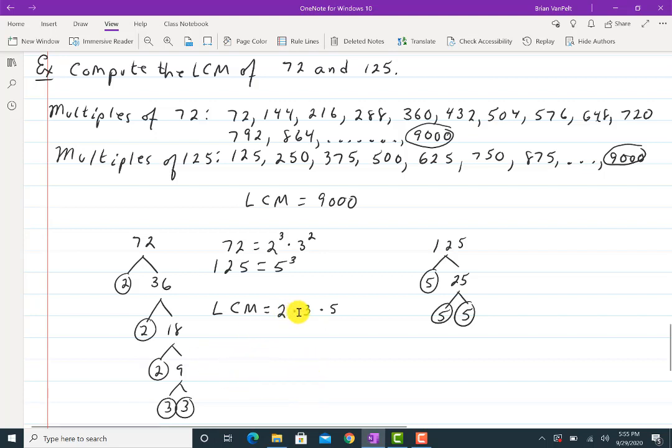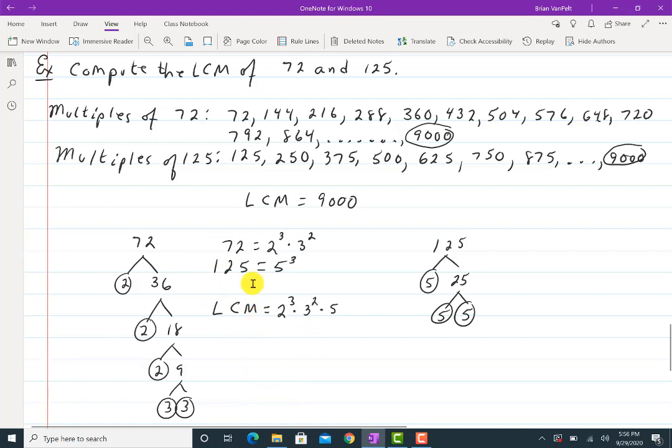So if you think about this, the LCM is a number that 72 goes into evenly, and 125 also goes into evenly. In order for 72 to go into this thing, I need at least 2 to the third power, or 72 doesn't have a chance of going into it. So I'll put a 3 up there. Next, I'll also need 3 squared, since anything less than that will not allow 72 to go into this thing.